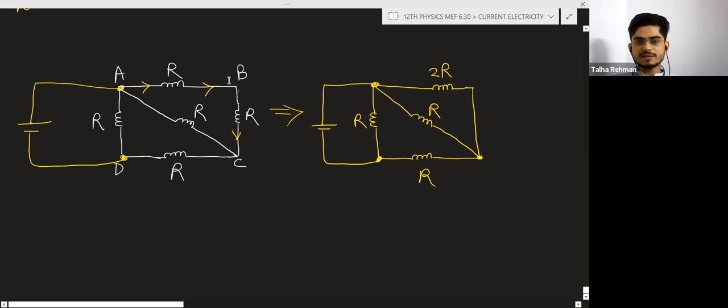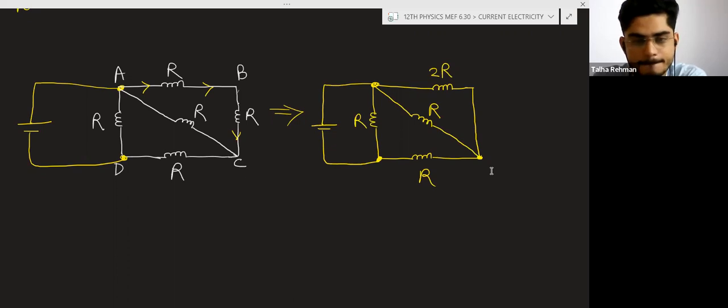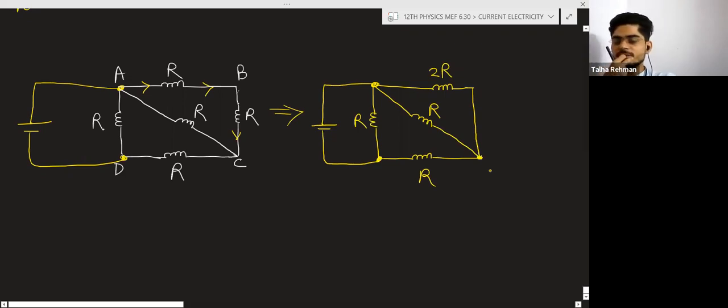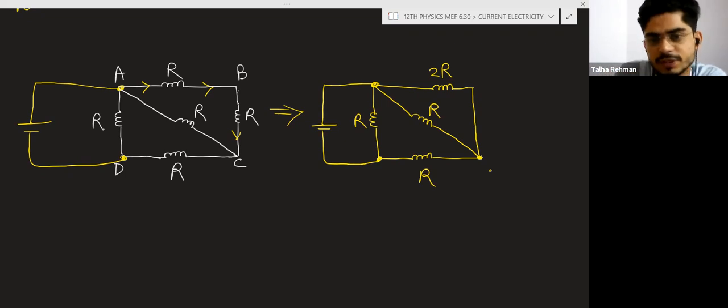Now we have just calculated this between these two. Now we have to identify this combination. See here, this 2R and this R are connected end to end, so this R and 2R will be in parallel combination.